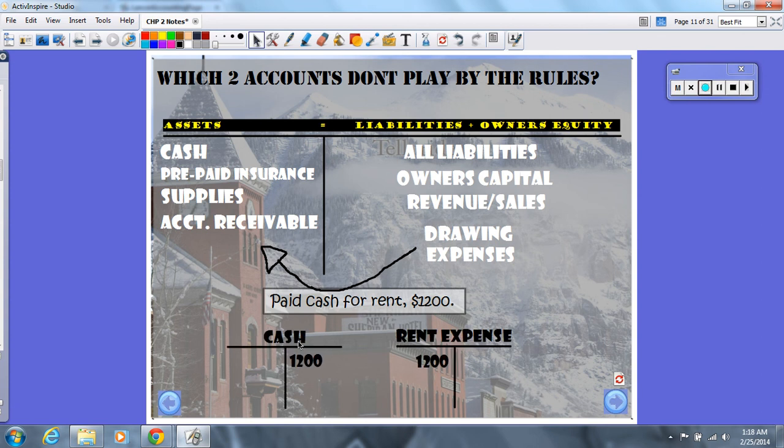Alright, your cash decreases. So this time it goes on the right hand side, opposite of the side it's found in the accounting equation. Now your rent expense is the other one, and it goes on the left hand side because you increased your expenses, you spent money. Once again, they act like they are an asset, so the side that will be increasing is $1,200.